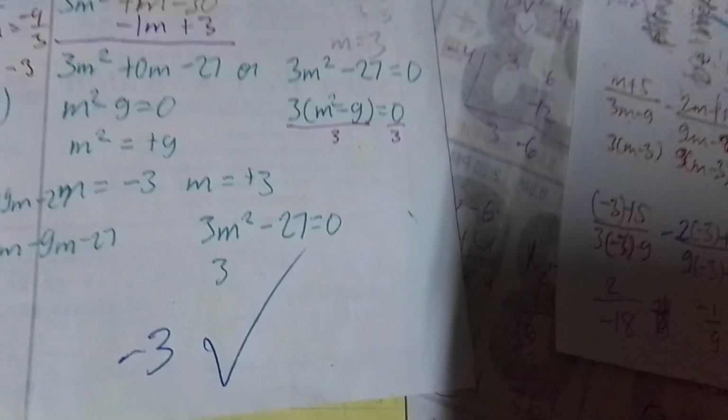So therefore, this is a valid solution. 1/9 on both sides. 1/9 here and 1/9 here. So therefore, negative 3 is a valid solution. Check. Correct.